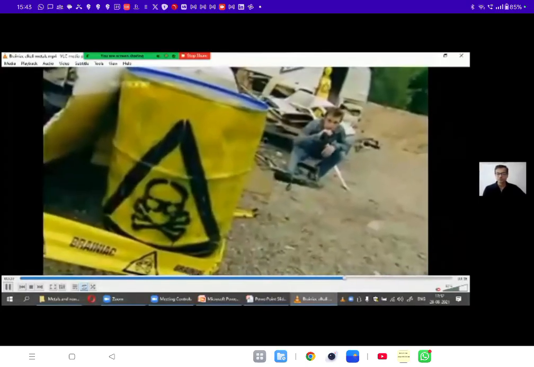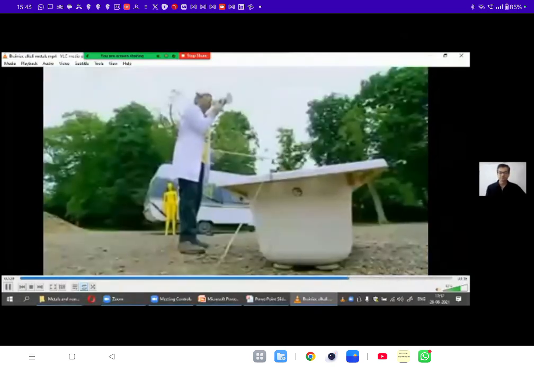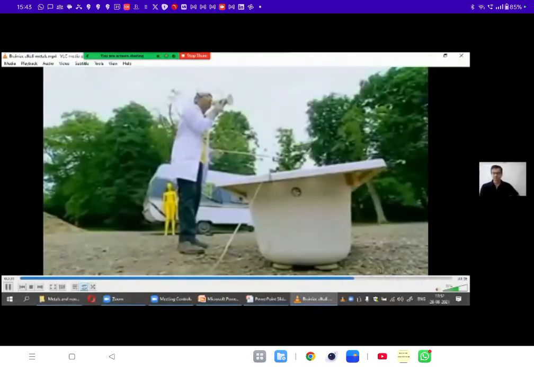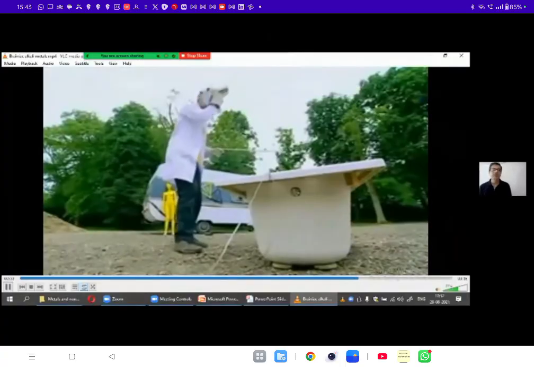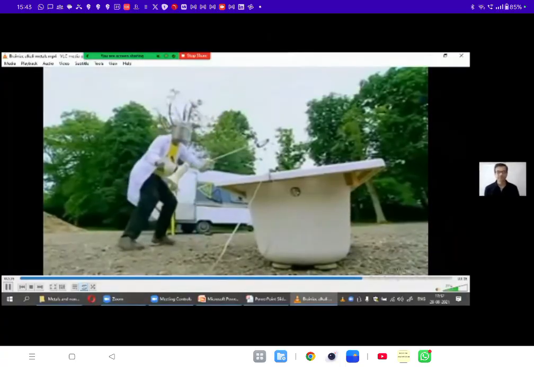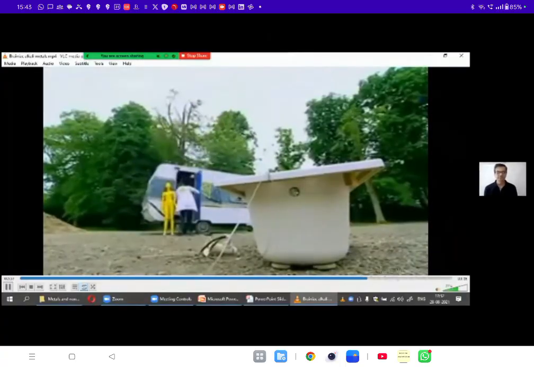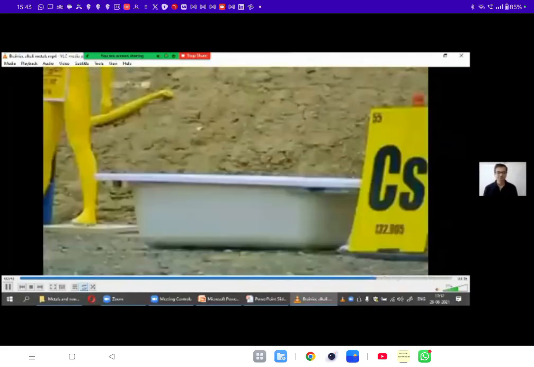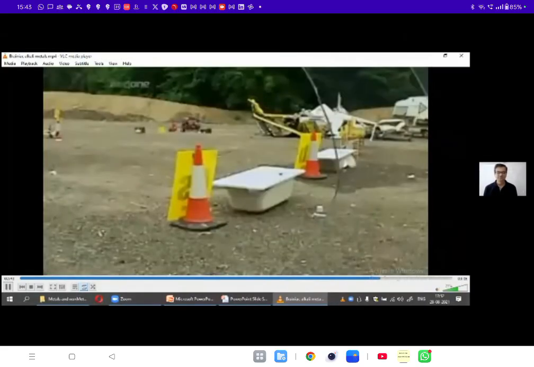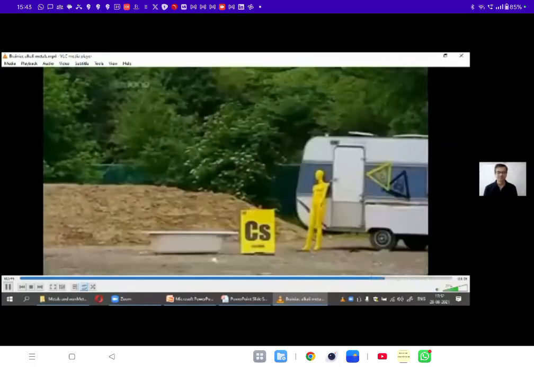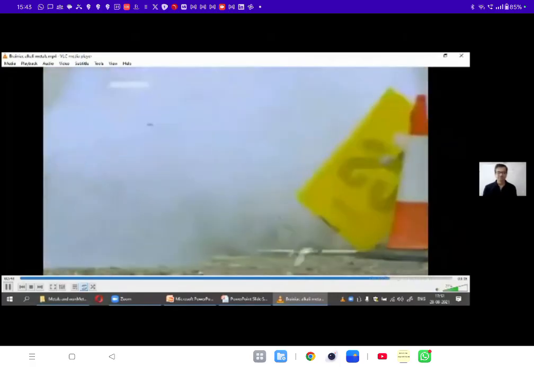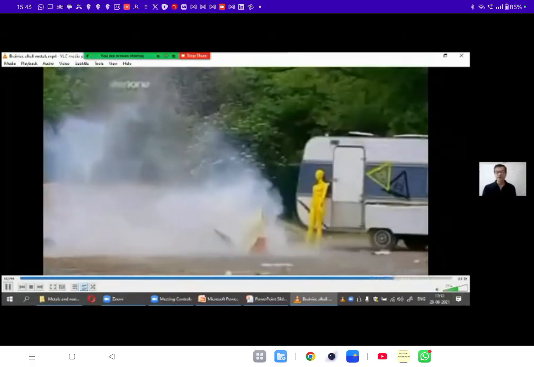This is cesium. Warning, extreme danger, clear the area. Only 2 grams. As our cesium sinks in the water, the rapid generation of hydrogen gas should produce quite an explosion. And it does.